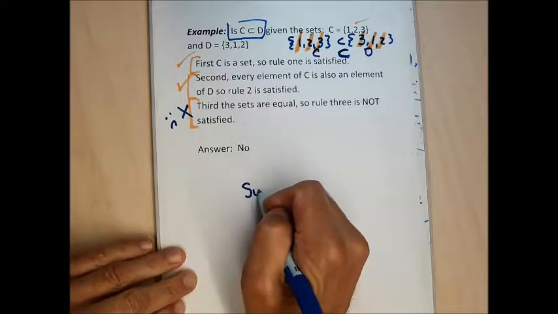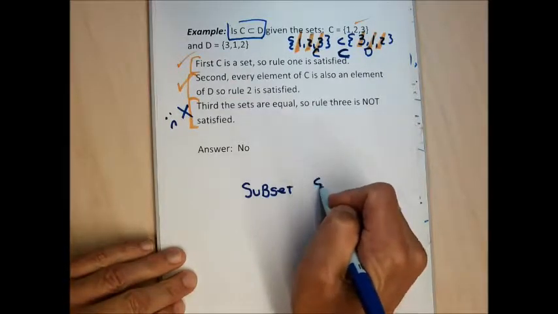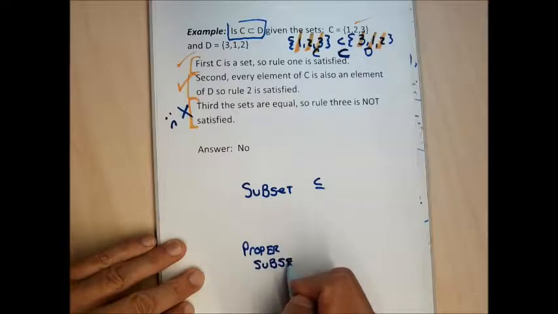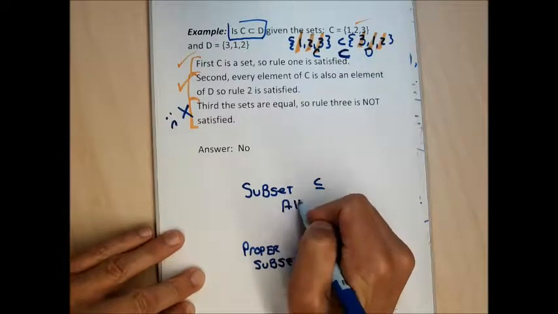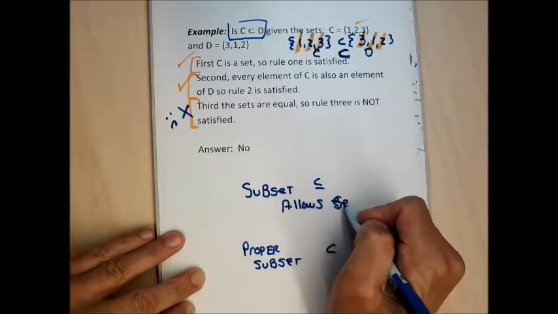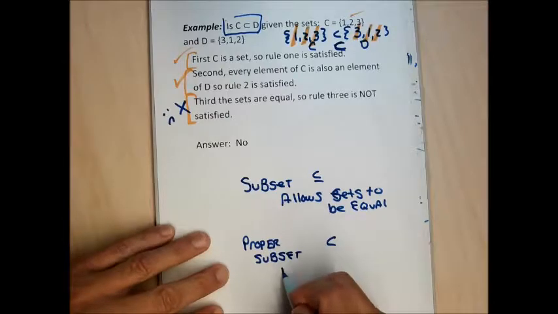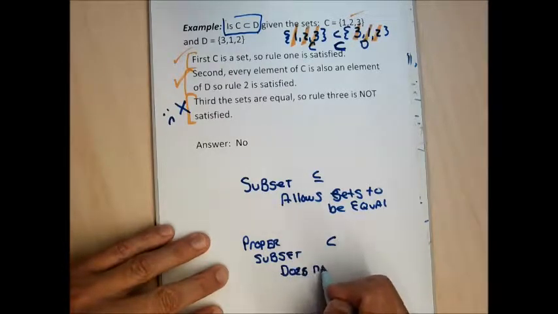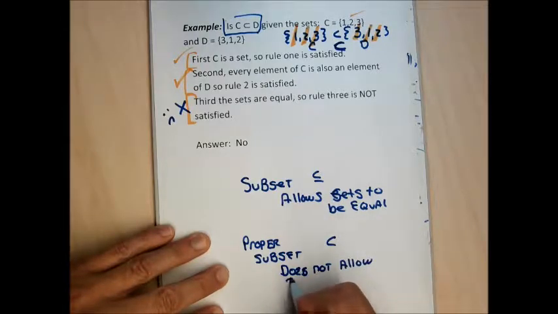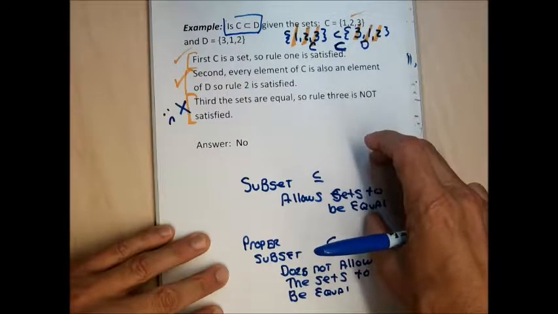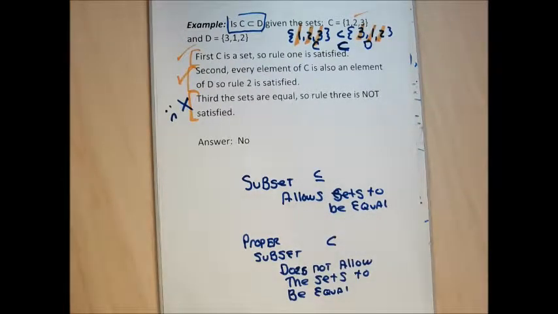So the big difference between the subset symbol and the proper subset symbol is that the subset symbol allows the sets to be equal, whereas the proper subset symbol does not allow the sets to be equal. It has that third rule. Whereas for the subset, we just need the left set to be a set and every element in the left set to be contained in the right set. The proper subset blows up if the sets are equal.